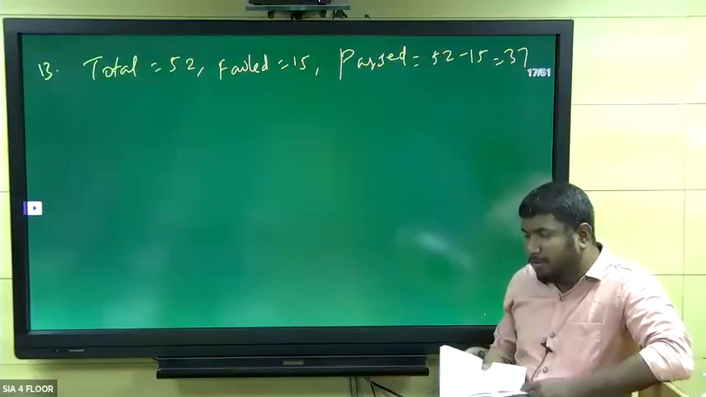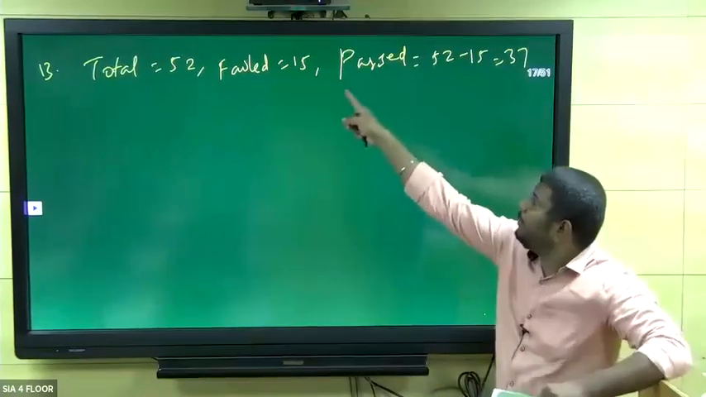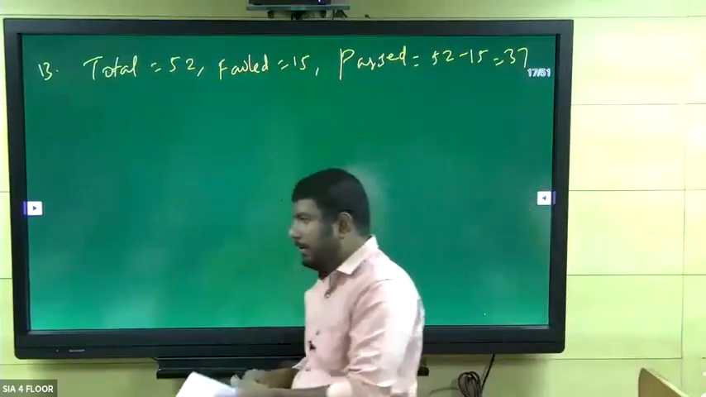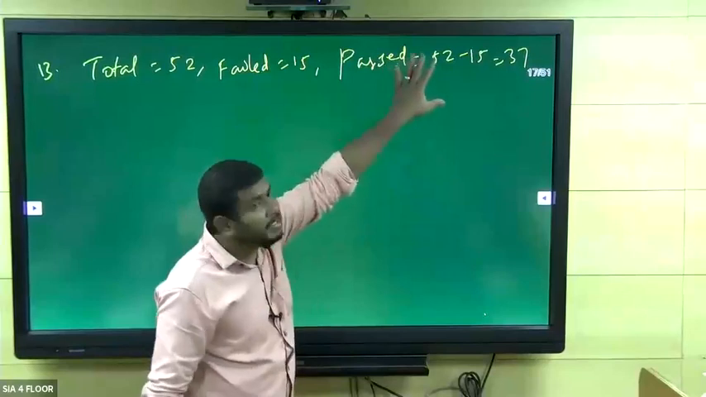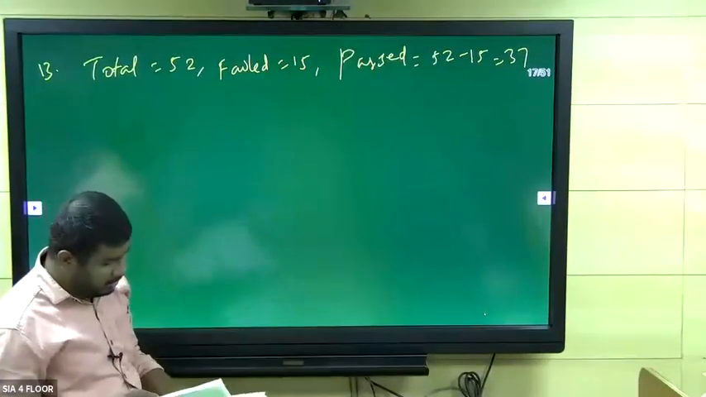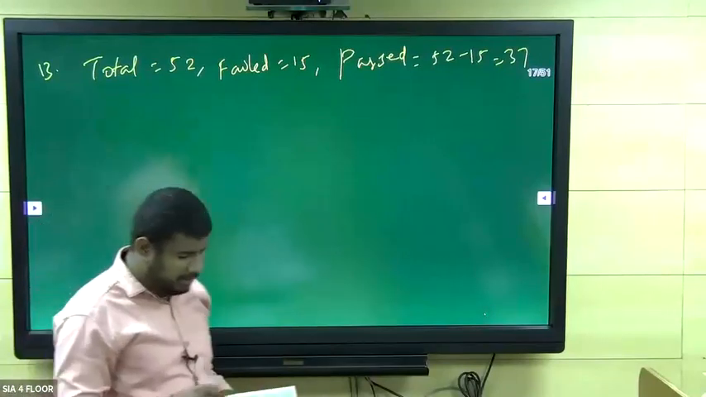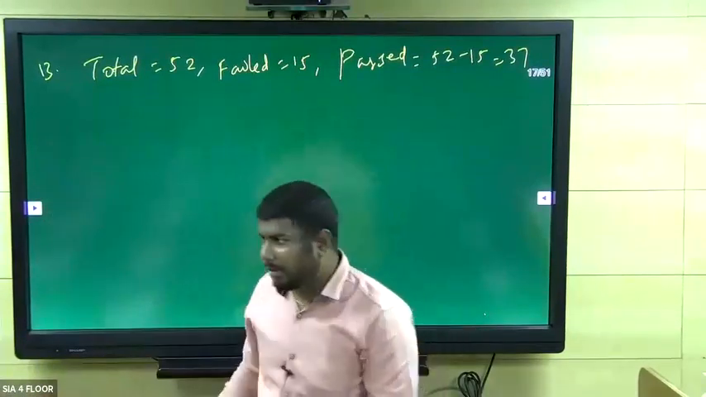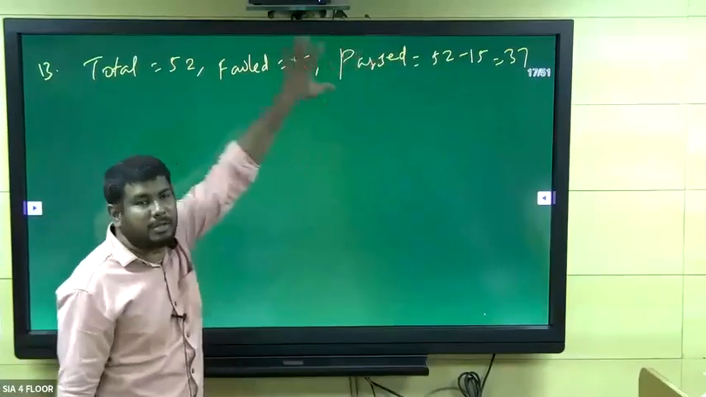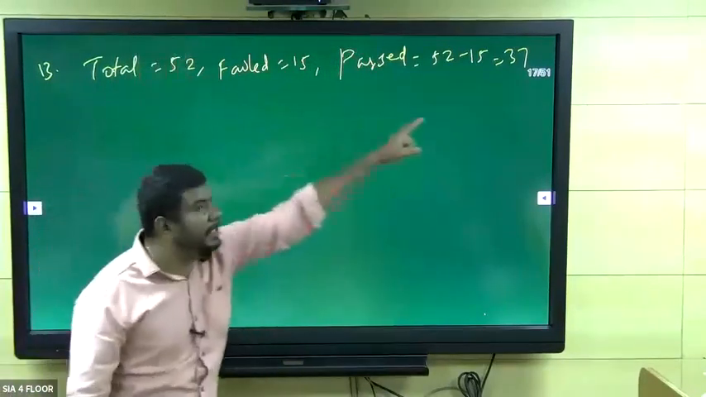After removing the names of failed students, a merit order has been prepared. Merit order means passed students. Now we need to take only passed students. So a merit order has been prepared in which the position of Ramesh is 22nd from the top. Now listen here. We are going to take only passed students. Now our total is not 52, only 37.